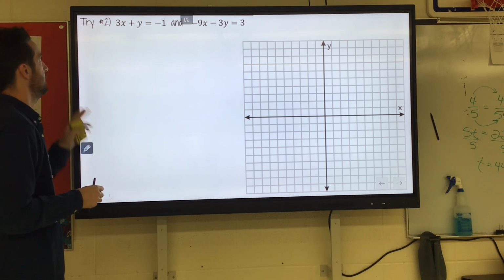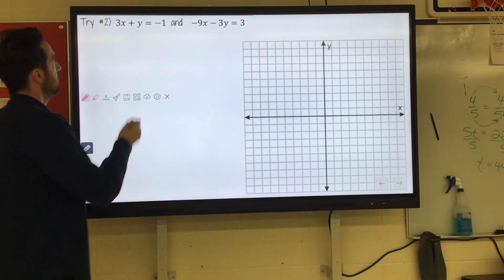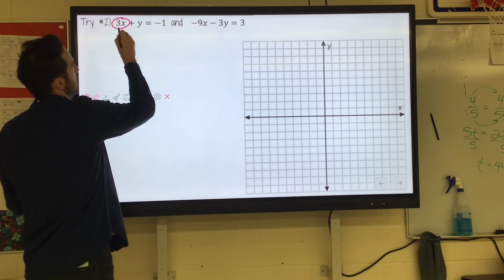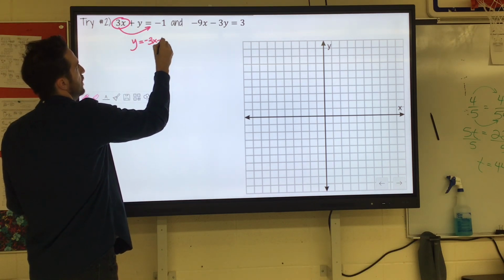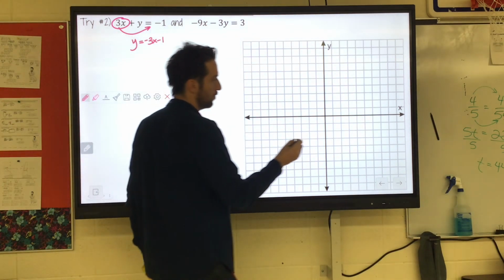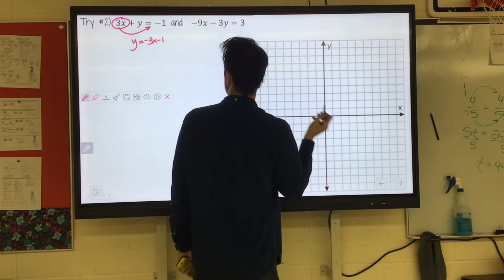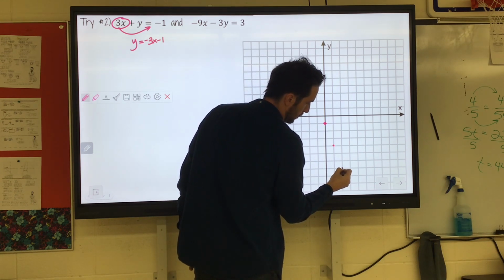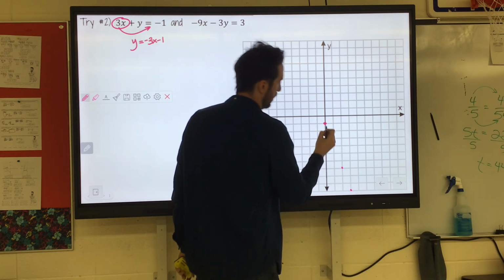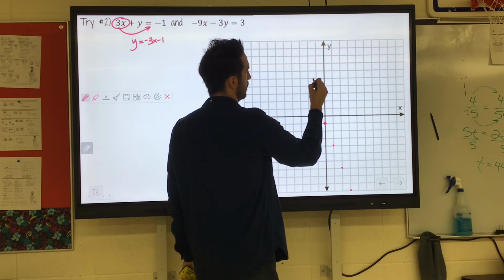And then this is it. So graphing this first equation, first of all, we're going to send that 3x to the other side, which will give us y equals negative 3x minus 1. You start at negative 1. Your slope's negative 3. That's down 3 over 1, down 3 over 1, down 3 over 1. Up 3, left 1 as well.